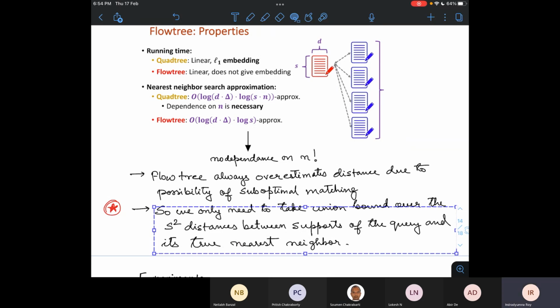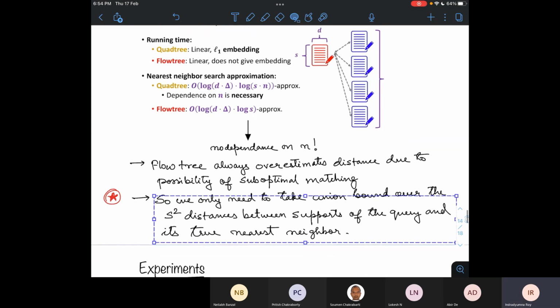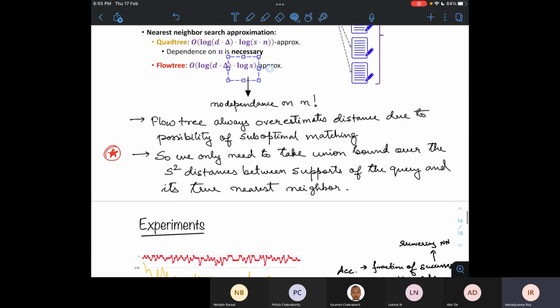Okay. So yes, I guess some sort of similar reasoning tells us why we only need to consider the closest set for the adversarial setup. Yeah, so let's quickly just cover the experiment part.